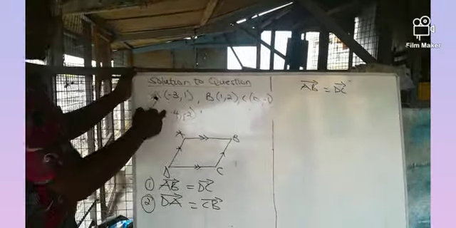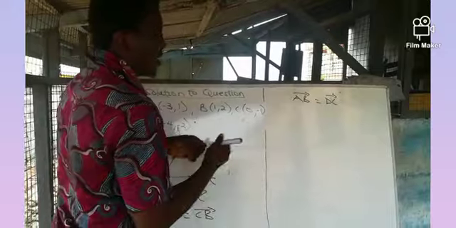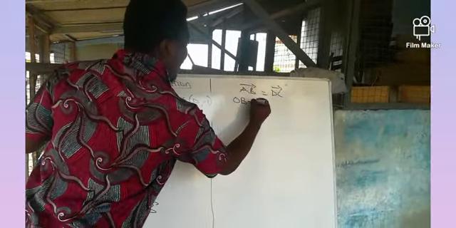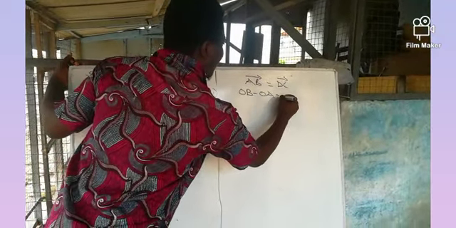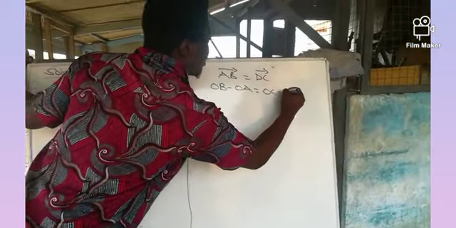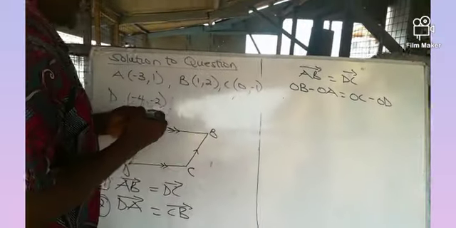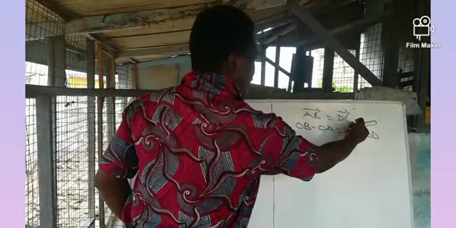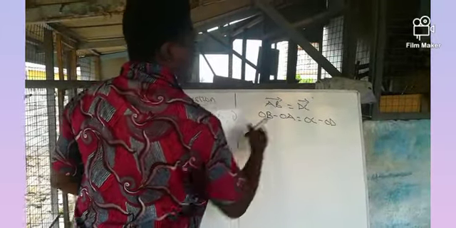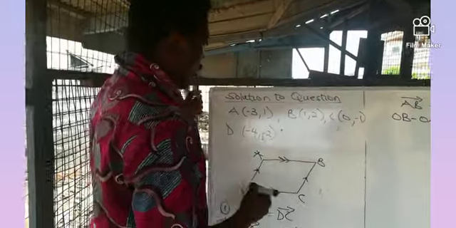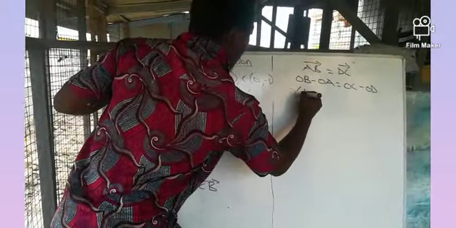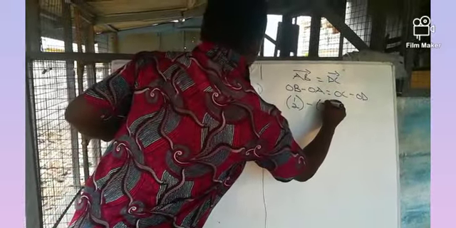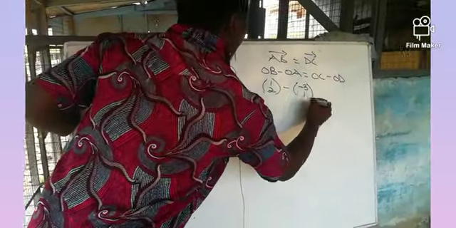So we have point AB, and if you want to write the position vector for this and this, one can say this is OB minus OA is equal to OC minus OD. It's always the first one minus the second one. The same applies to this, the second one minus the first one. So what is B? B is 1, 2. What is our A? Our A is minus 3, 1.